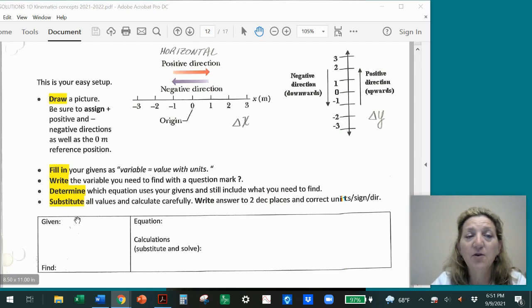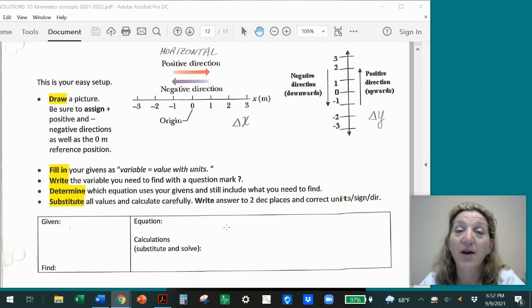You fill in your givens. You start with the variable, whatever the letter for the variable is, equals the value, the number that it has in the problem with units. And if it's a vector, you have to give the sign, plus or minus. Plus matters. Write the variable that you need to find with a question mark down here, or you could just write the variable. Determine which equation up above will give you what you need.